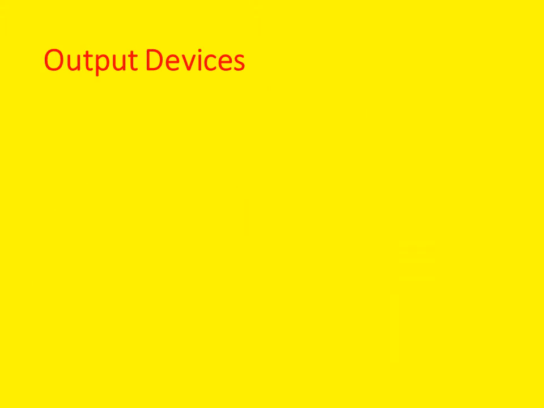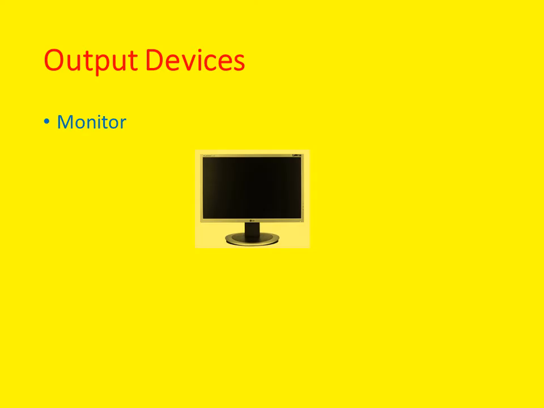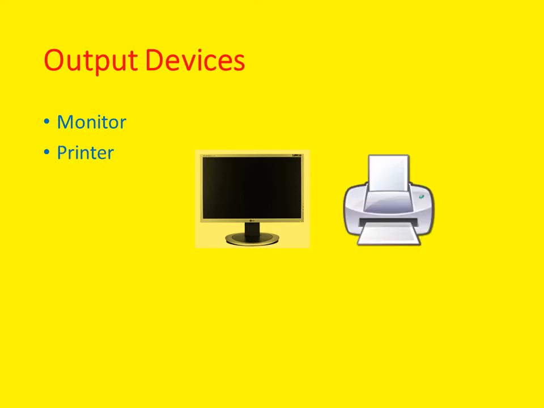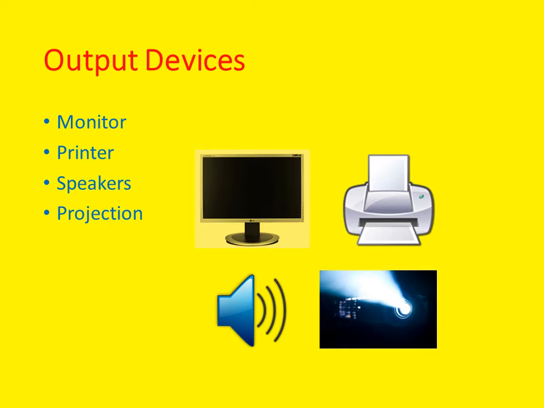Output devices are the way the computer communicates with you. Monitors, most common. You can see what is going on with the computer. Printers, hard copy of something you may be working on. Speakers, a way of hearing what's going on. And finally, projection, where you can share with other individuals.